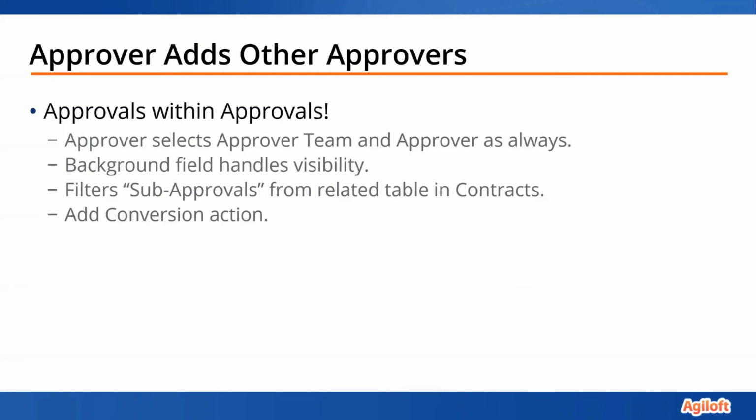The approver is going to select the team and the approver, as always. A background field is going to handle the visibility for these approvals, and that will allow us to filter out these sub-approvals, which is what I'm going to call them, from our related table in the contracts record. We'll add a couple of fields, a conversion action, and mimic functionality from other tables in the approvals table.